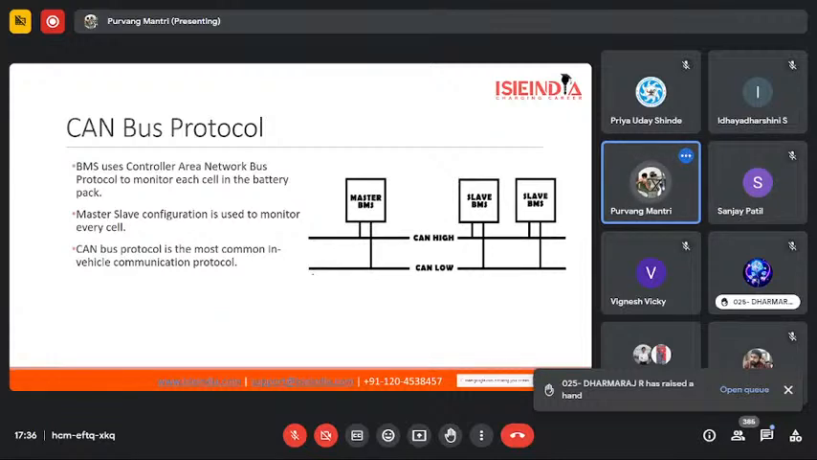I'm not going to go deep into how CAN bus protocol works and what kind of messages it transmits, but it uses two wires, the CAN high wire and the CAN low wire. The reason two wires are used is that if, let's say, the CAN low wire is ruptured or damaged, then the messages would still be transmitted through the CAN high wire. That's why it has high redundancy, and why it is highly preferred in EVs for communication between BMSs and the master BMS.